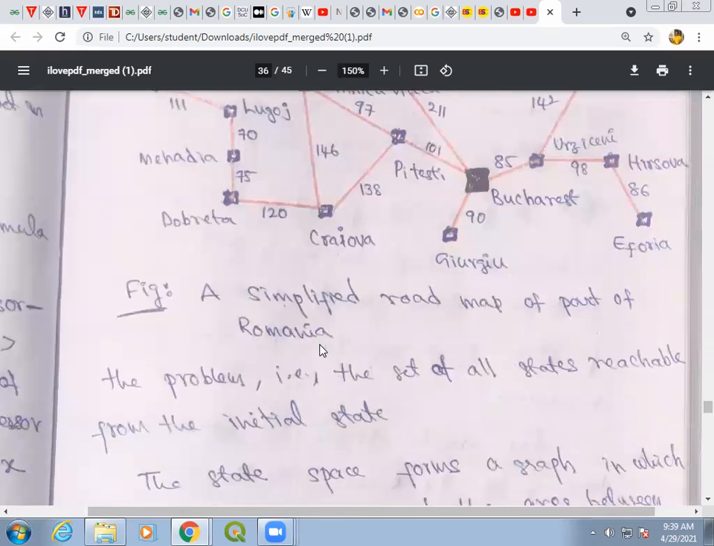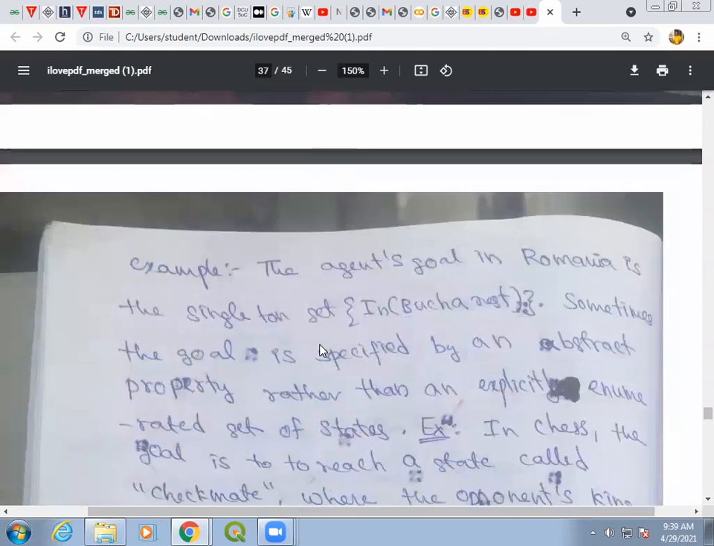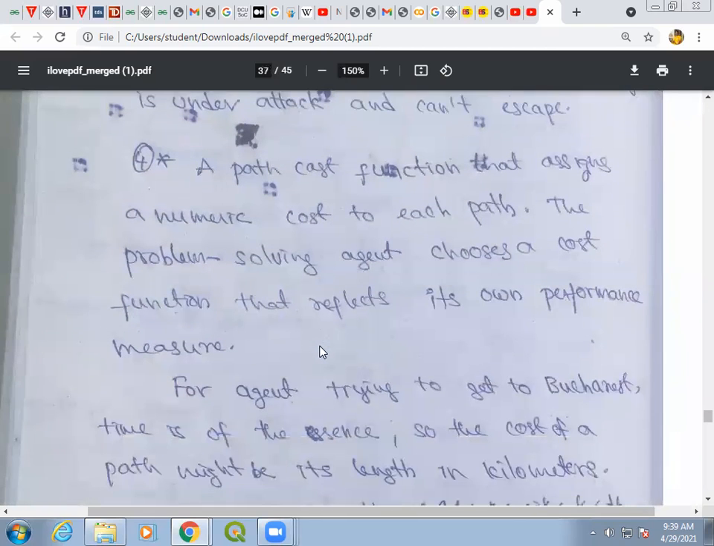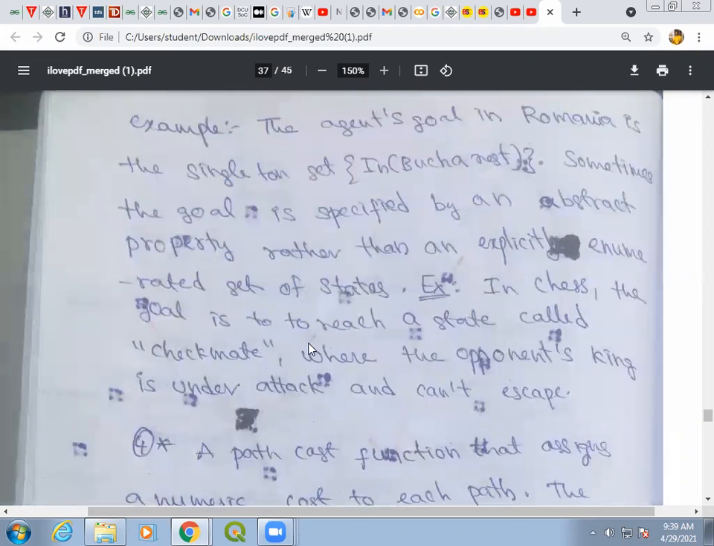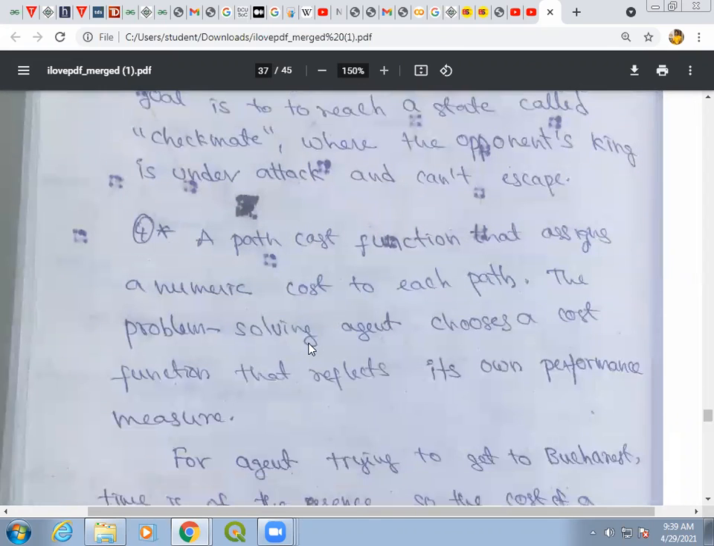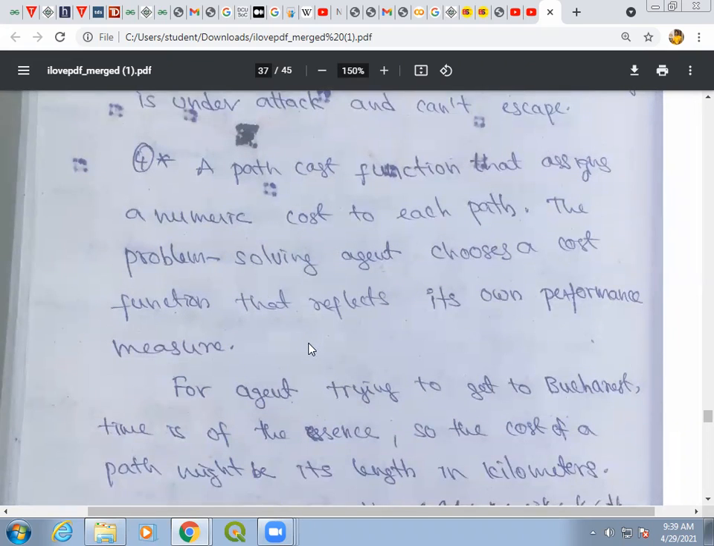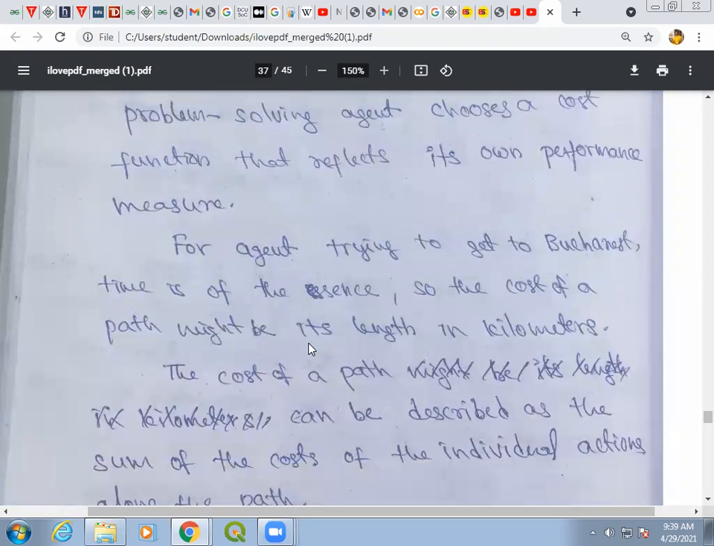Like this, the path cost will be assigning some numerical value to each path. The problem solving agent should select a path such that its performance will be improved. In this particular case, because it is the number of kilometers, the agent should select a path which has the smallest distance. Smallest distance will give you highest performance. So depending on the path cost the problem solving agent takes, the performance of the problem solving agent will be measured.